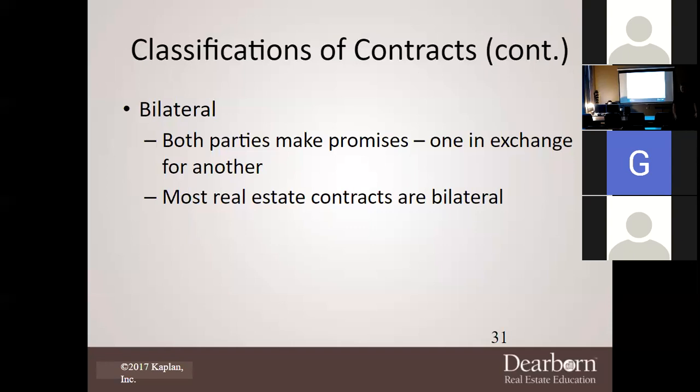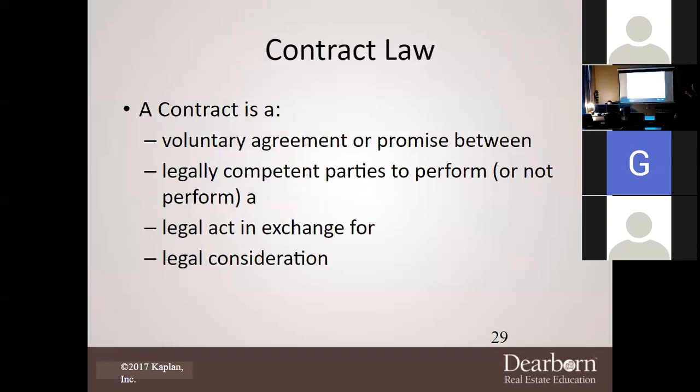Can I do that? You can do whatever you want. Can I stop you? The question comes in, can I stop you from having fun in your property? Yes, I can. Come back here. What's this say right here? Legally competent parties to perform or, what's this word? Not perform.